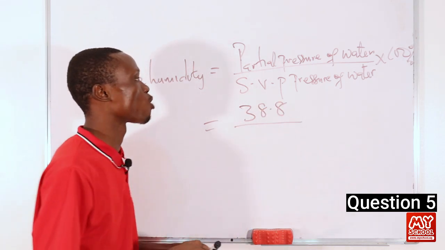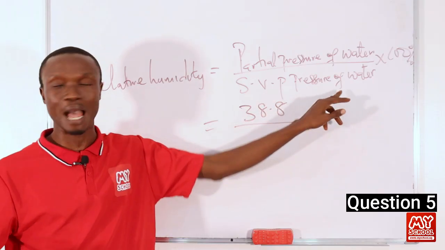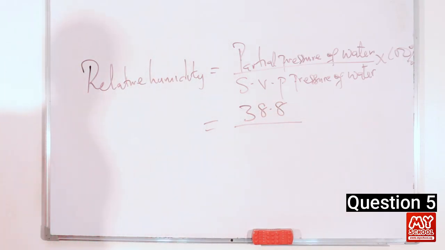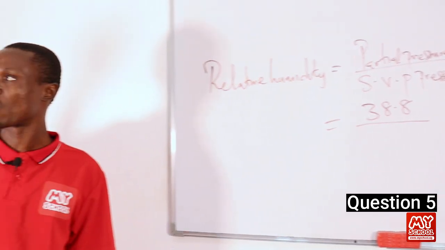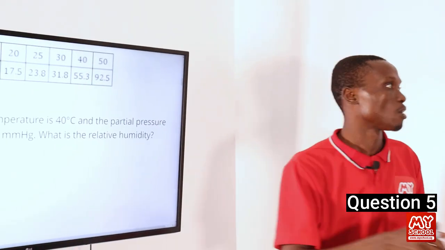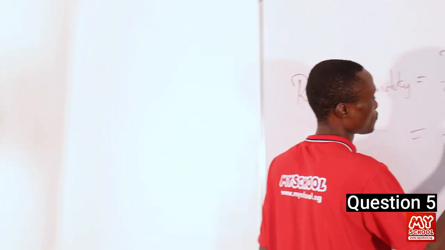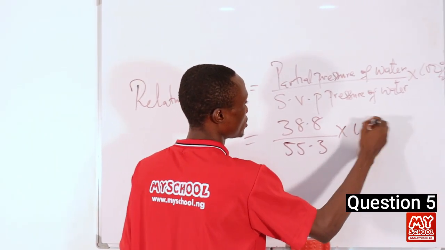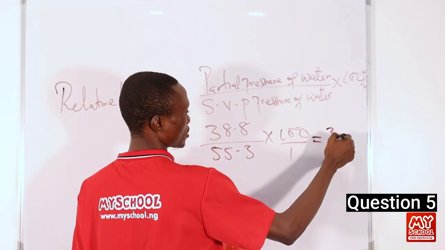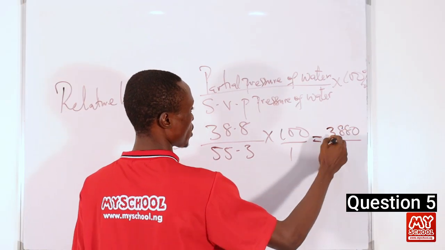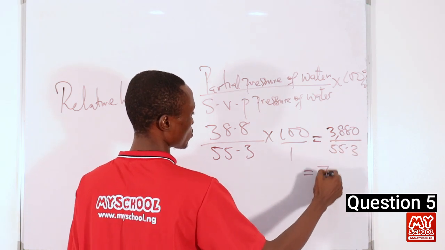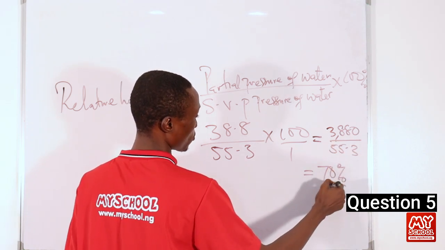So we are going to read off the saturated vapor pressure of water at that temperature, at 40 degrees. From the table that is given to us, the saturated vapor pressure of water at 40 degrees is 55.3. So you'll be having 38.8 times 100 over 55.3. If we multiply this out, we'll be having 3,880 divided by 55.3. If we divide out, this will be equal to 70% approximately.